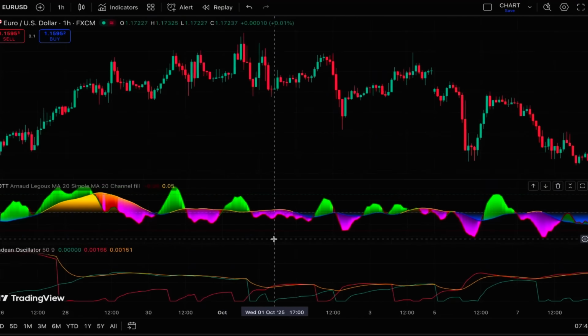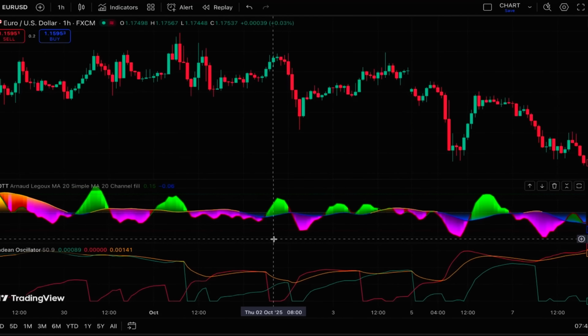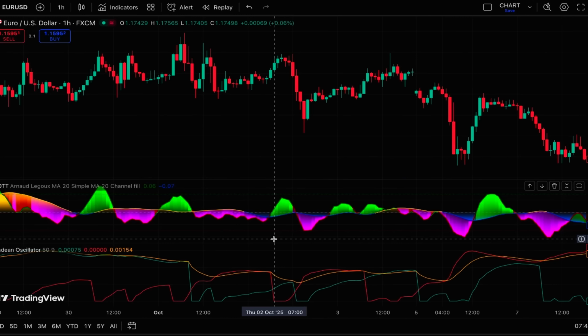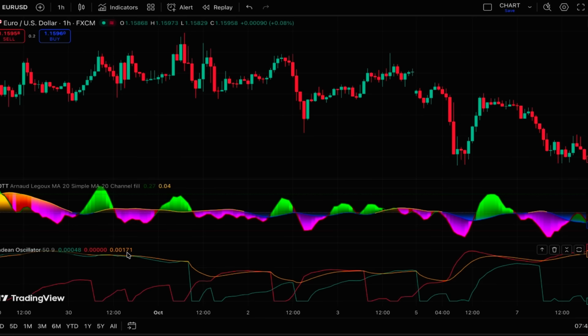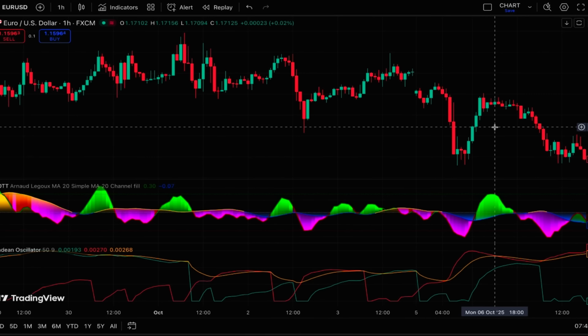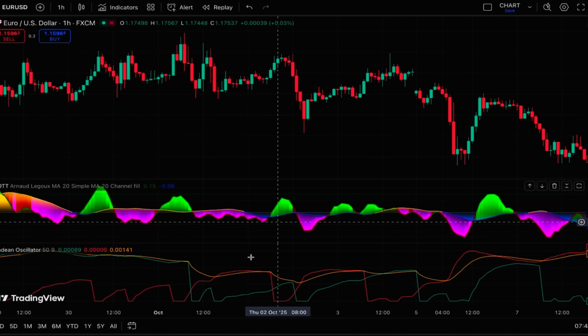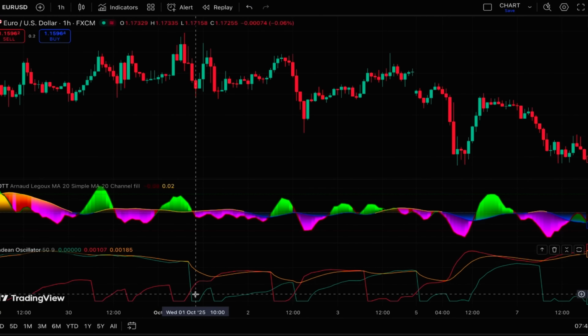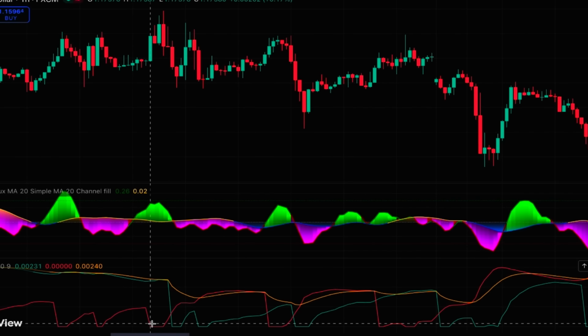Andean oscillator is one of the best trend indicators that can also help you with identifying non-trending market. When the orange line is above the other two lines, this shows flat market. When the red line is above the other two lines, this shows decline of the price in a downtrend. And in times that the green line is above the other two lines, it shows advancing of the price in an uptrend.